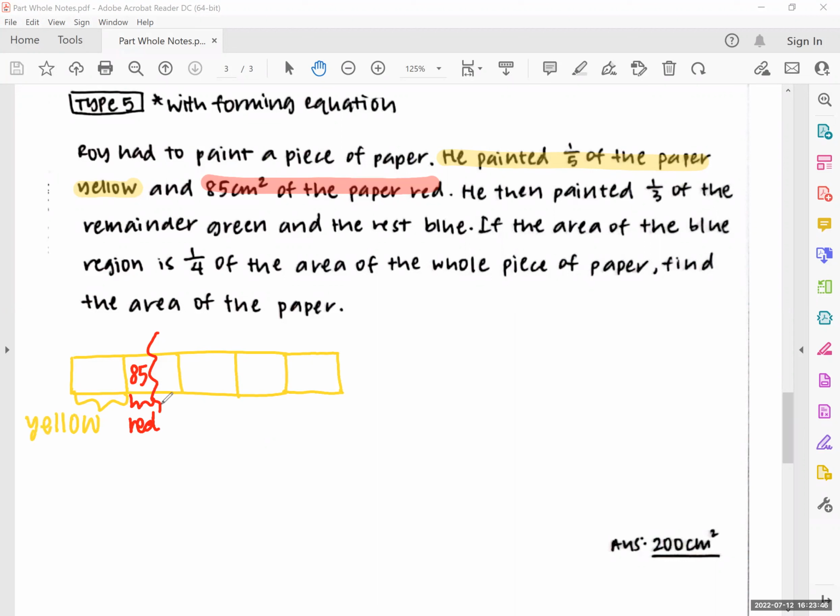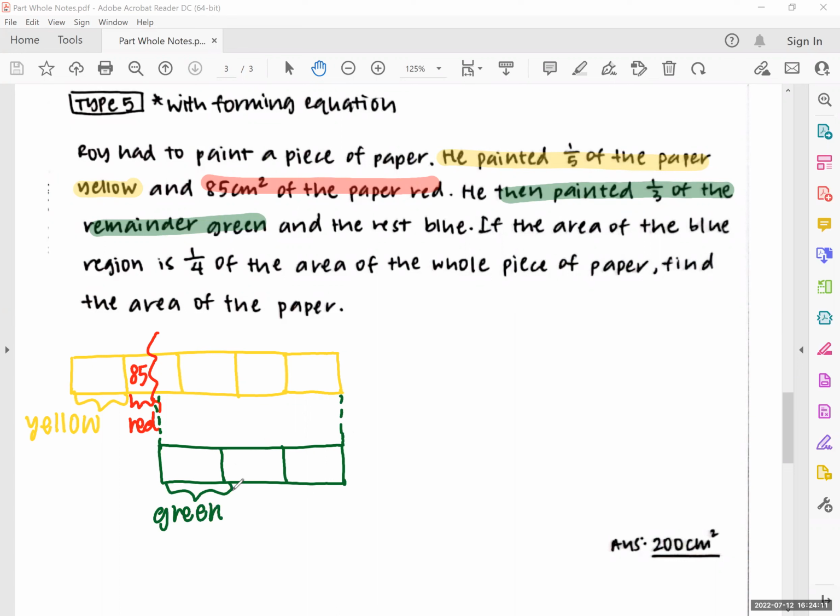Red. Okay, I'll continue reading. And they say that 1/3 of the remainder is in green. So I'm going to color it in green. And remainder means I do a drop down. Drop down, drop down. So I'm going to drop it down, and I'm going to cut it into 3, right? And one of it is in green. And the rest are blue. So I know that these are the rest and it's in blue. So far, so good.